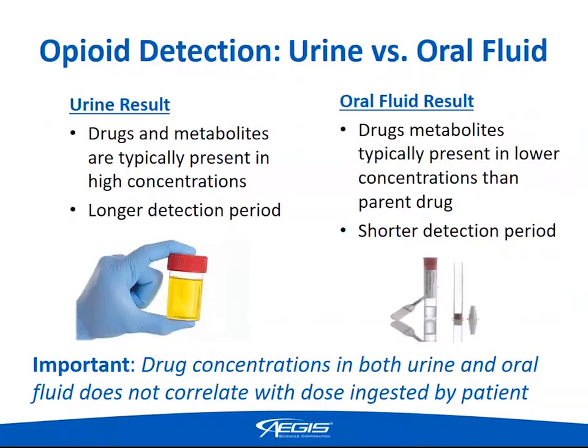In general, the detection period will vary significantly from patient to patient depending on medication dose, dosing frequency, drug half-life, and pharmacokinetic parameters of the patient. Also, it is important to note that the drug concentration in both urine and oral fluid does not correlate with the amount of drug ingested by the patient.